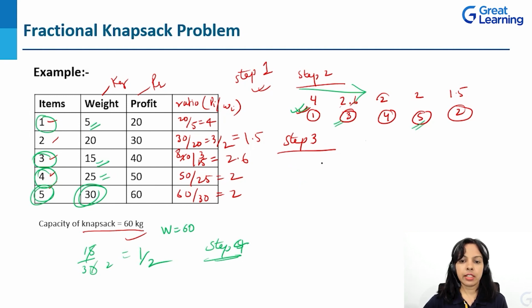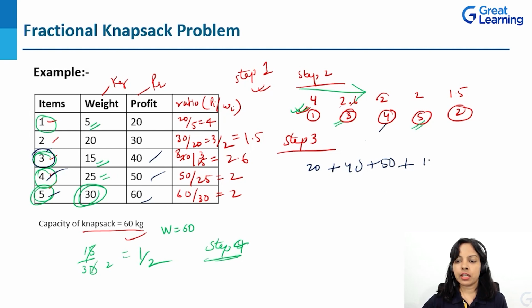The first item was selected, having a profit of 20 rupees. The third item was selected, which has a profit of 40. Then the fourth item was selected, which has a profit of 50. Then the fifth item was selected, which has a profit of 60, but the fifth item was not completely selected. So definitely the profit will also be divided. As we selected just half of the weight of the fifth item, the profit obtained will be half of it, right?